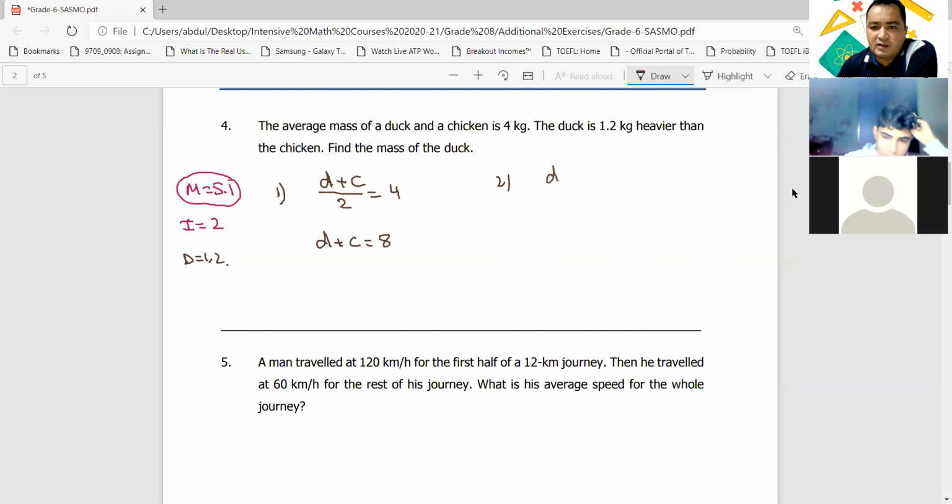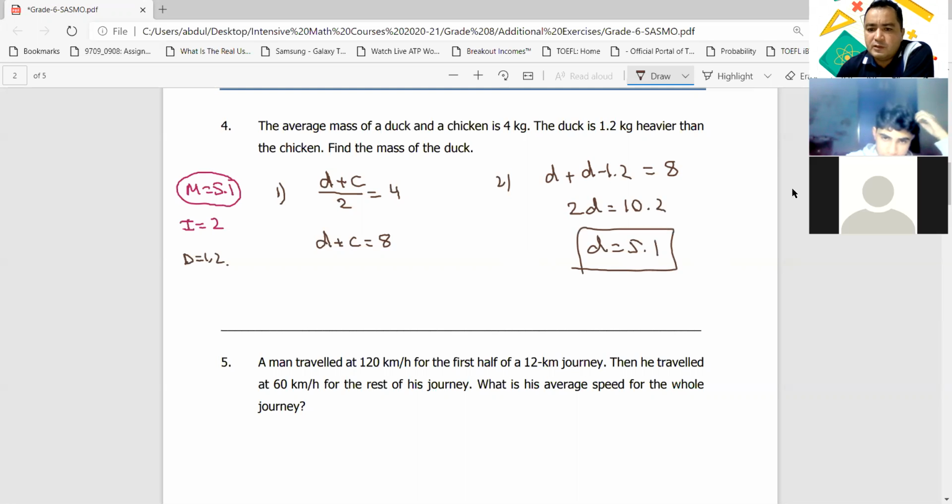So that means the duck is heavier than the chicken. That means the chicken is lighter than the duck, right? So the chicken's weight is D minus 1.2. So D plus D minus 1.2 is equal to 8. From here 2D is equal to 9.2... so D equals 5.1. So the mass of the duck is 5.1 kg. Yes, Musa, your answer is correct. Ibrahim, not 4.6, it is 5.1, because it says the mass of the duck.